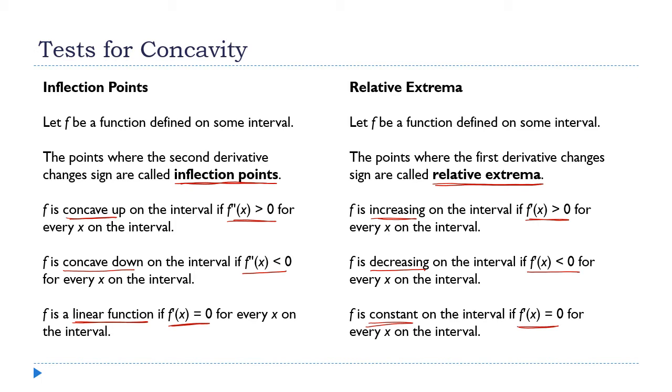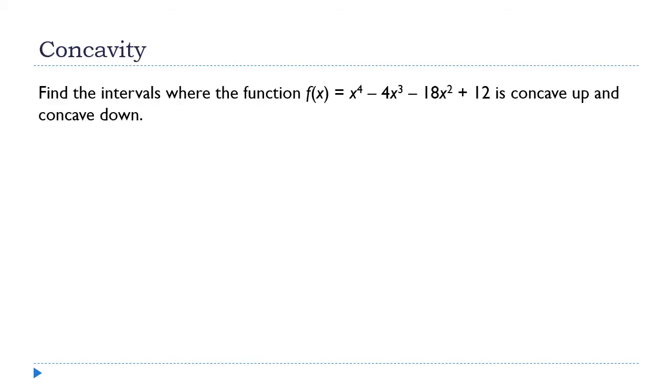And we'll talk more about that last bit in the next chapter when we look at what are called antiderivatives. So let's see how this works. I have this function here, this polynomial, and I want to figure out where it's concave up versus concave down. And the way we do this is based on looking for where the second derivative changes sign. So my process here is going to be identical to the process that I use to determine increasing versus decreasing.